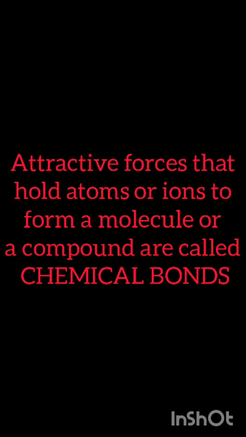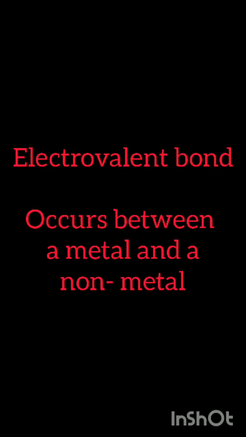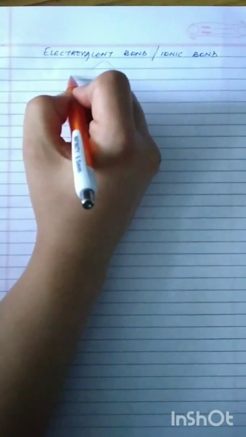Chemical bonds are of two types: electrovalent bond and covalent bond. Electrovalent bond occurs between a metal and a non-metal, and covalent bond forms between two non-metals. Today we will be discussing about electrovalent bond. That means a bond formed between a metal and a non-metal. Today we will be discussing about the electrovalent bond or ionic bond.